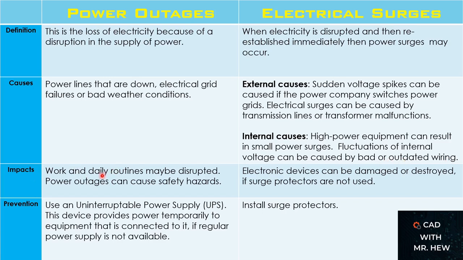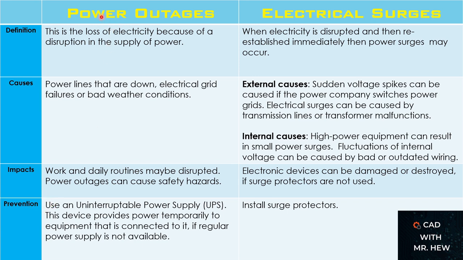Let's look at the impacts of power outages. Work and daily routines may be disrupted. Power outages can cause safety hazards. Let us look at the impacts for electrical surges. Electronic devices can be damaged or destroyed if surge protectors are not used.